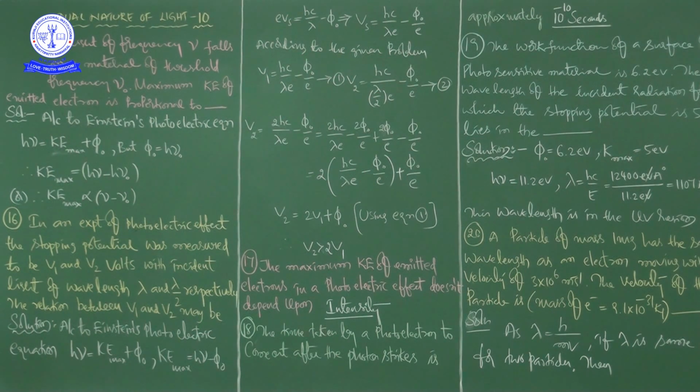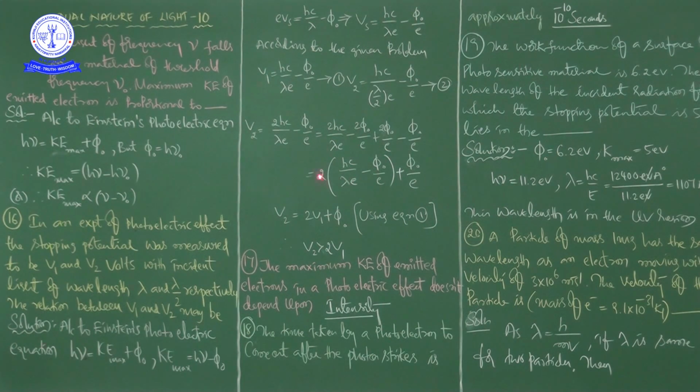And from these two, V2 is 2 hc by lambda e minus phi naught by e, that is equal to 2 hc by lambda e. Shall I write it like this mathematically? I am just adding and subtracting the same quantity, that is, minus 2 phi naught by e and plus 2 phi naught by e. Then there is no change in the value of the original equation. See here, 2 hc by lambda e minus 2 phi naught by e plus 2 phi naught by e minus phi naught by e as it is.